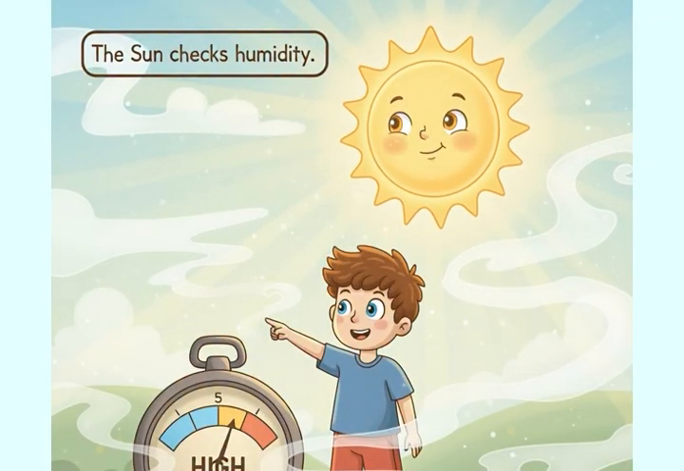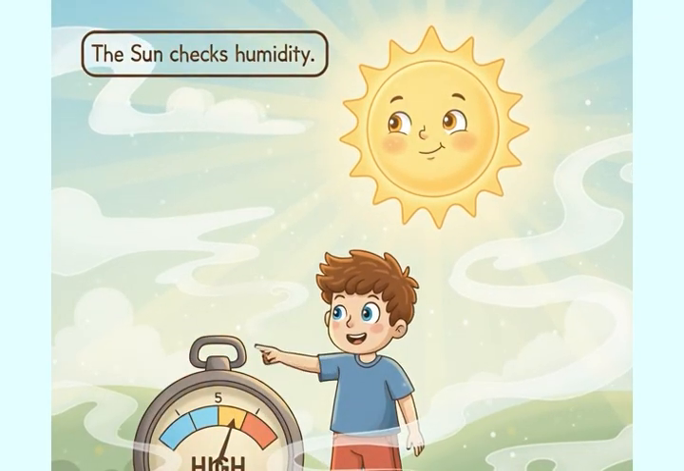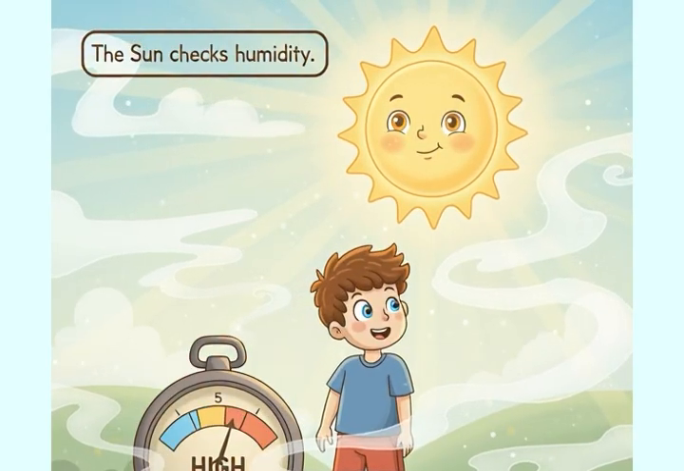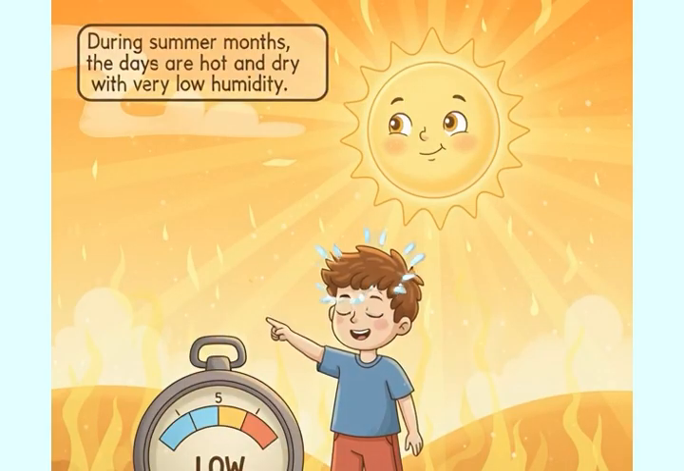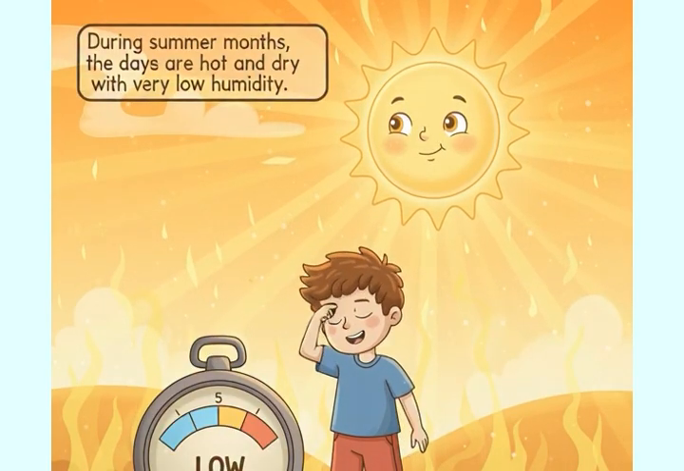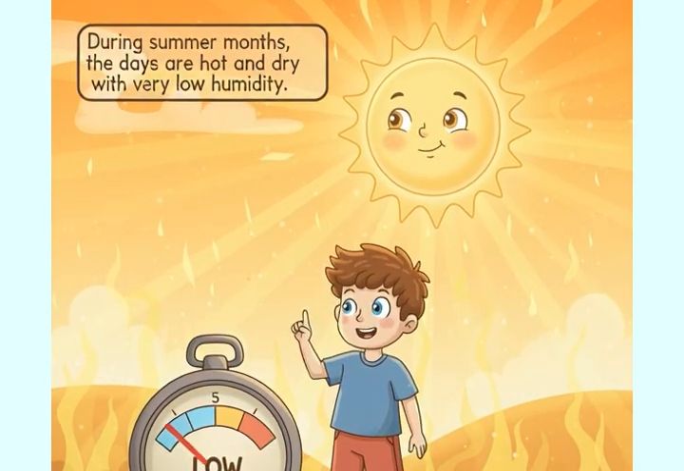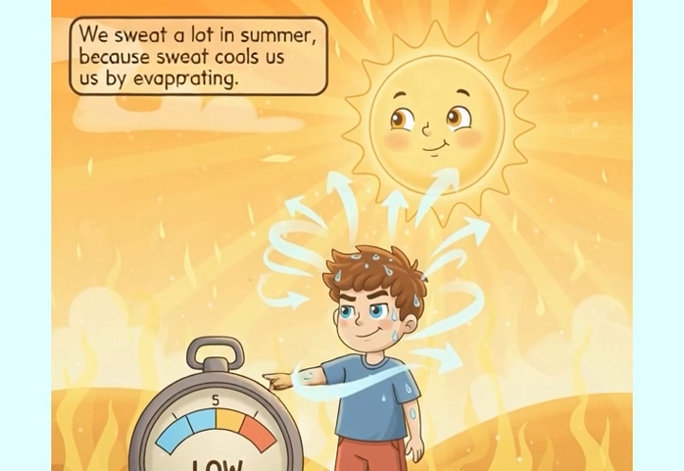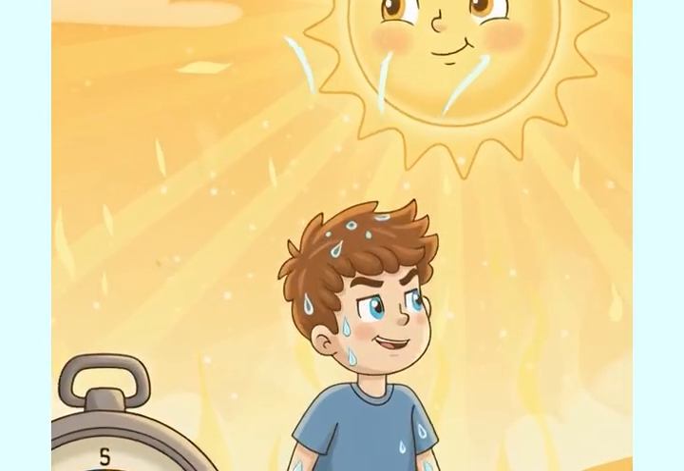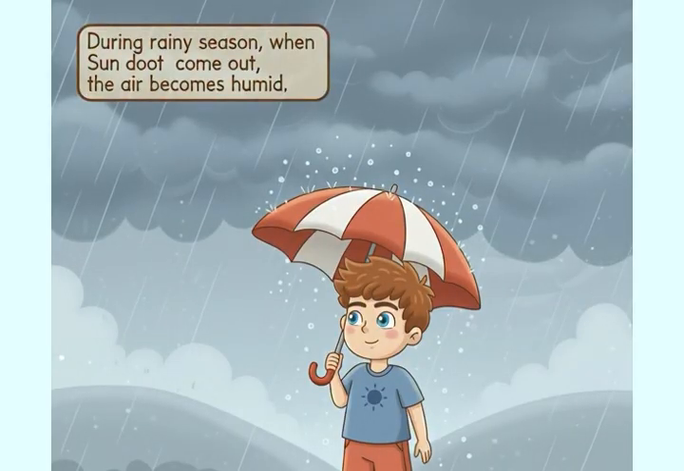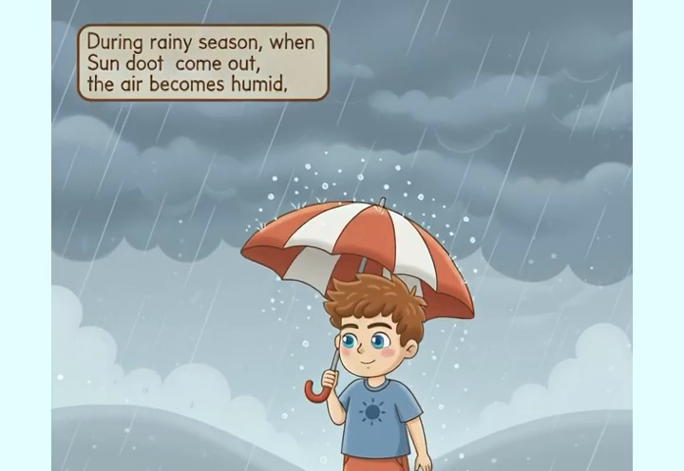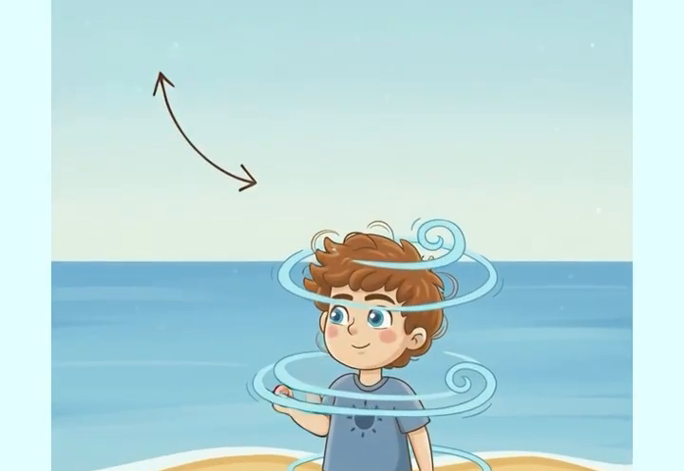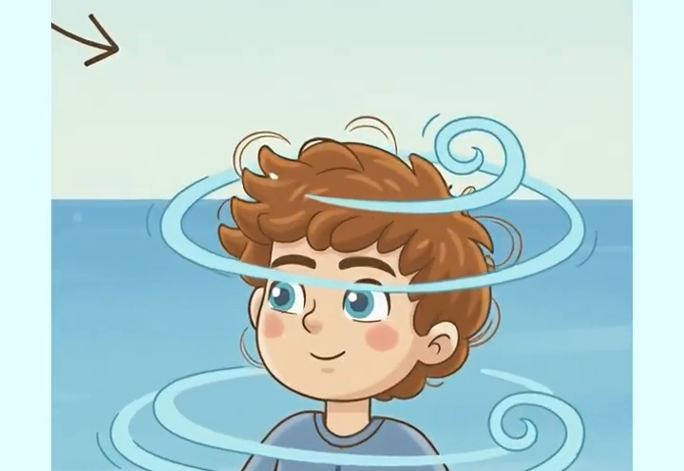The sun affects humidity. The moisture present in the air in the form of water vapor is called humidity. During summer months, the days are hot and dry with very low humidity in the air. We sweat a lot in summer because sweat on evaporating from our body cools us. During rainy season, when sun does not come out from the clouds, the air becomes humid. Wind which blows gently and slowly is called breeze.